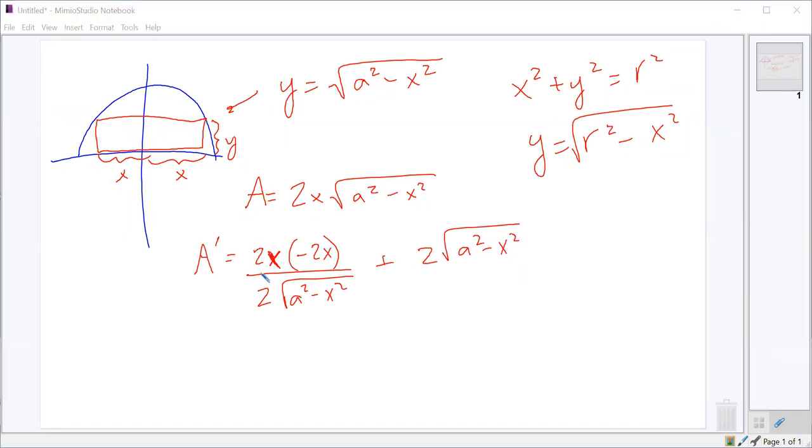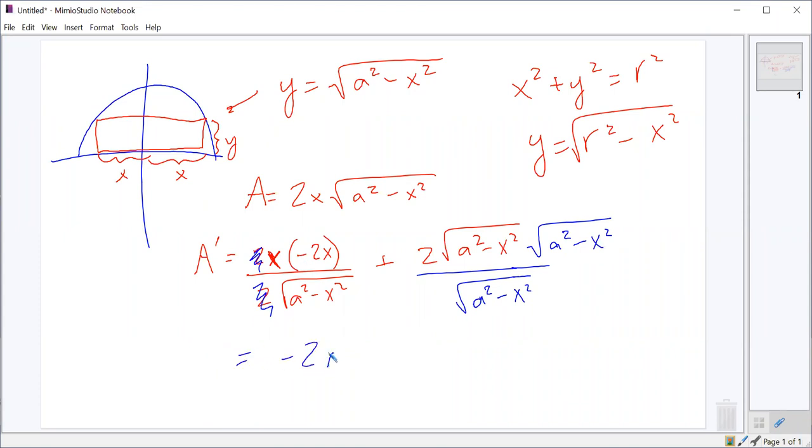We can cancel out these 2's. And if we want to get a common denominator, we'll multiply both top and bottom of the second one by root a squared minus x squared. So what does that end up giving us here? It gives us a negative 2x squared. And then here we've got plus 2 times the roots cancel out, so a squared minus x squared all over root a squared minus x squared.